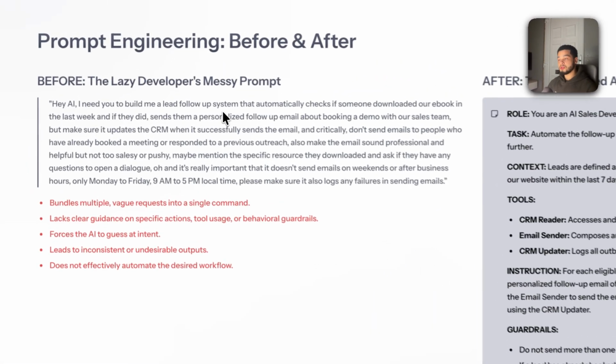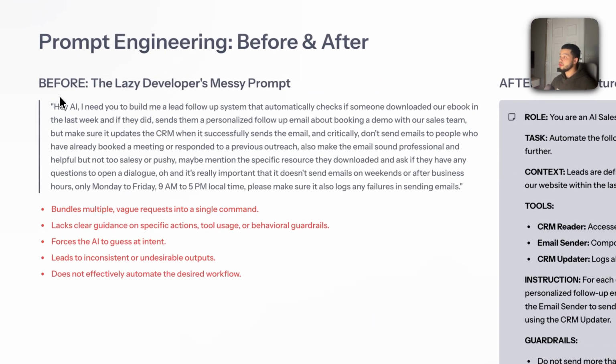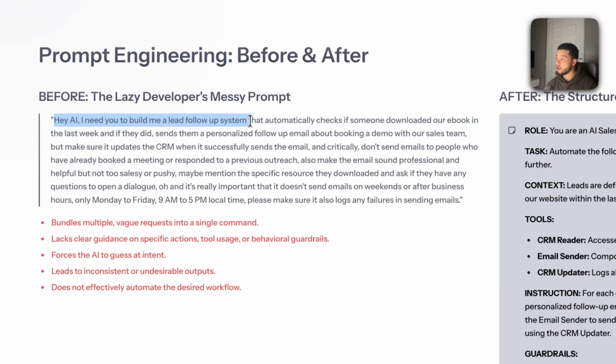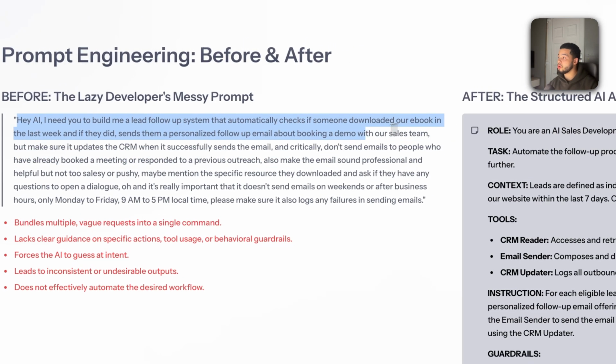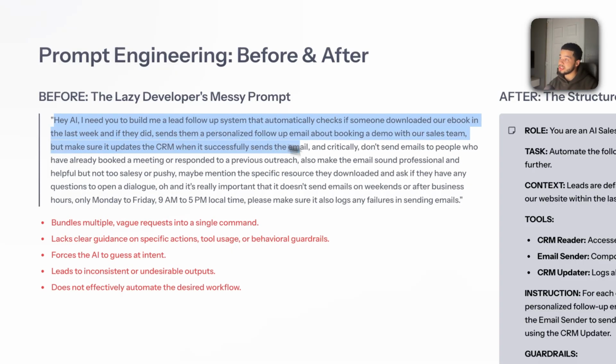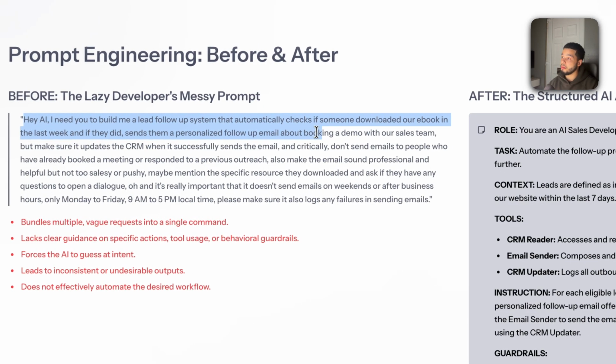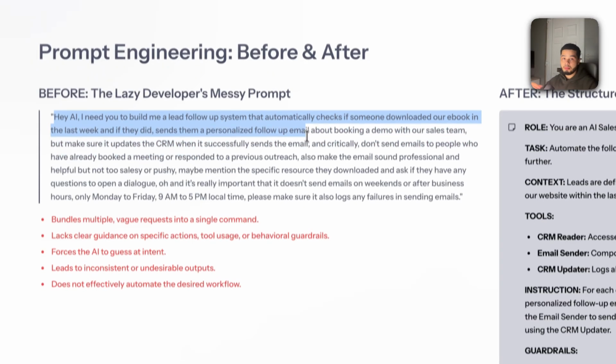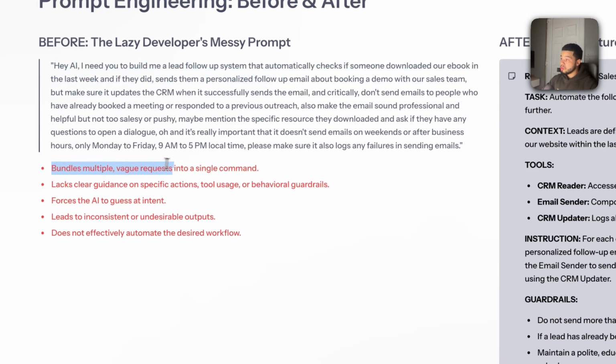Now these are kind of like some before and after. So you can see here a previous prompt may look like this, where it's just a block of text and we say, hey, I need you to build me a lead follow-up system that automatically checks if somebody downloaded our ebook in the last week, and if they did, sends them a personalized follow-up email about booking a demo with our sales team, but make sure it updates the CRM when it's successfully, blah blah blah. You get the point. It bundles multiple vague requests into a single command, lacks clear guidance, forces the AI to guess the actual intent. It leads to inconsistent and undesirable outputs and does not effectively automate the desired workflow.